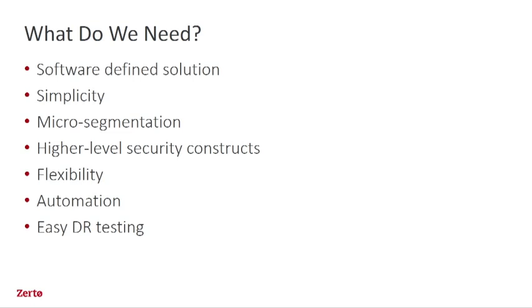We need flexibility. We need those higher level security constructs. Automation. I talk a lot about automation. I love automation. We should automate everything. But it's really important, especially in those DR scenarios. And easy DR testing. You don't have DR if you don't test it. That's at least how I think of it.